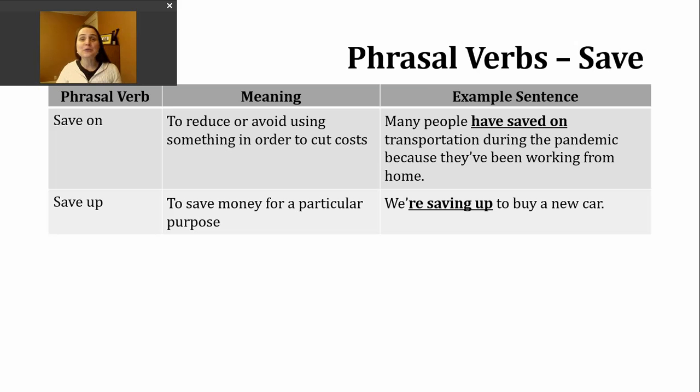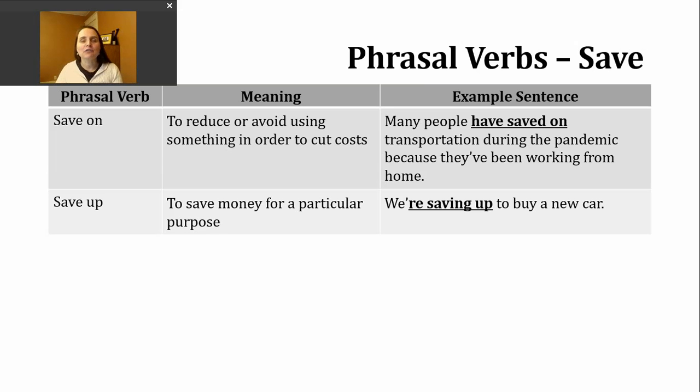So if you commute to your job, right, there are a lot of expenses. You've got to pay for gas. You might need to get your automobile's oil changed. If you're in a large city, you might be paying tolls on freeways. There can be parking costs, right, et cetera, et cetera. But many people have reduced their transportation costs because they've been working from home.